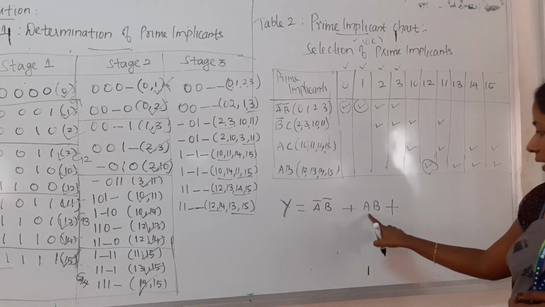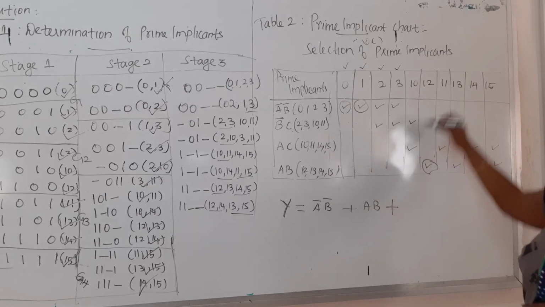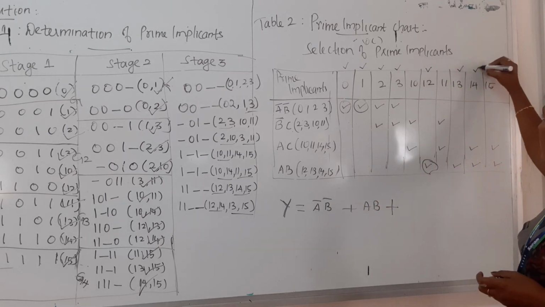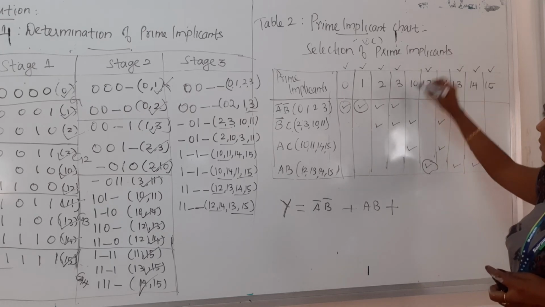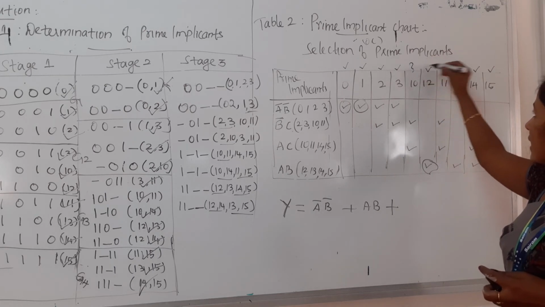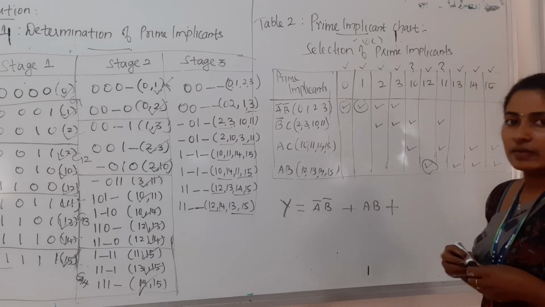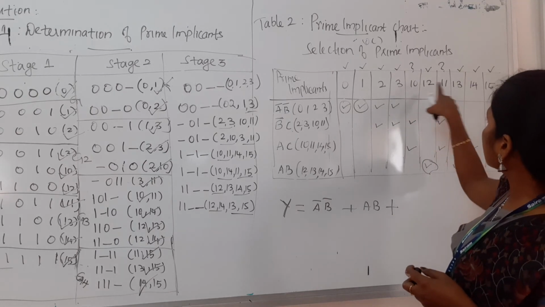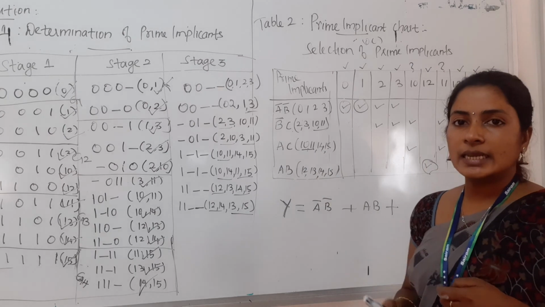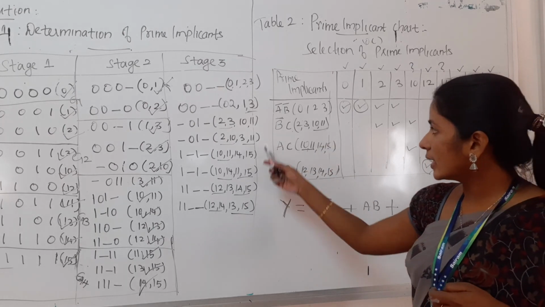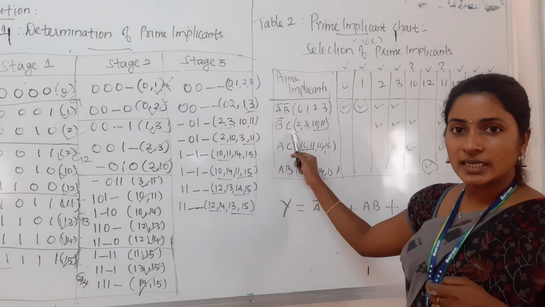Next, what term have we written? AB. AB is covering 12, 13, 14, 15. So the rest we have is 10 and 11. So these 10 and 11 can be covered either by B bar C or AC.